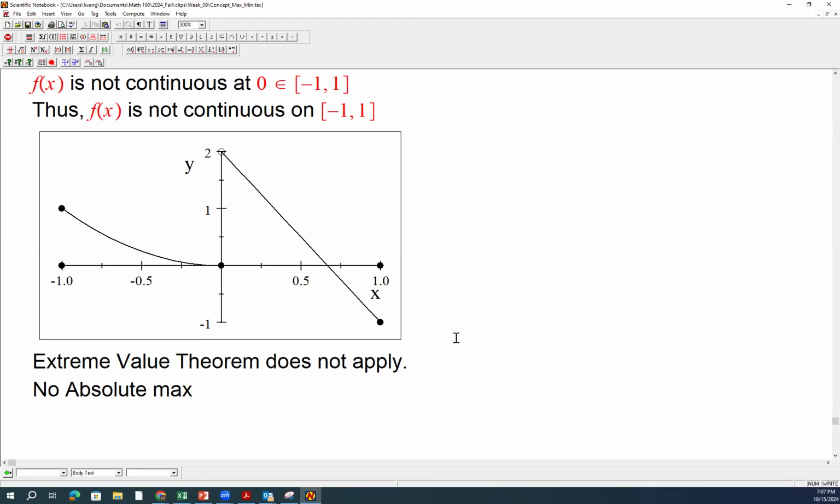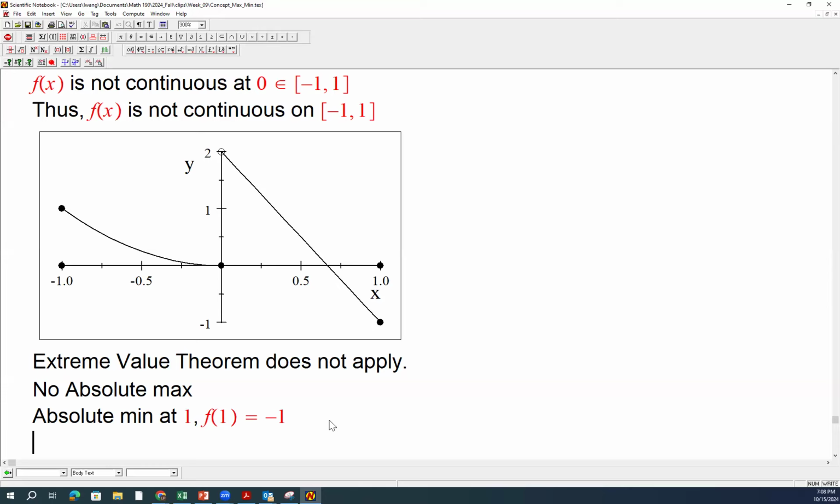Let's see, do we have absolute min? Yes, we do. We have absolute minimum at 1. Okay, we have absolute minimum at 1 from this picture, which is -1. So f of 1 equals -1. We found it. So we have no absolute max, but we have an absolute min.